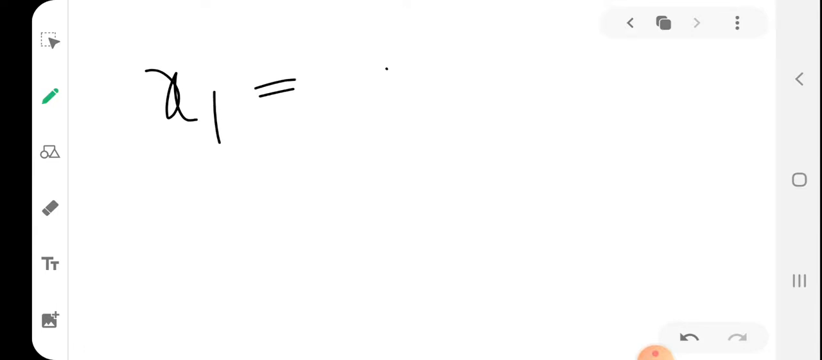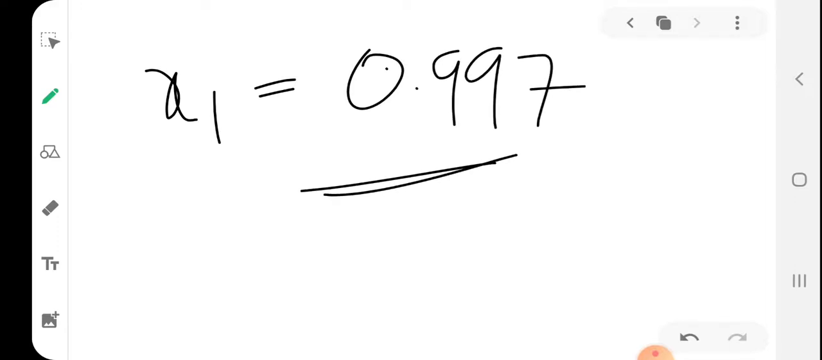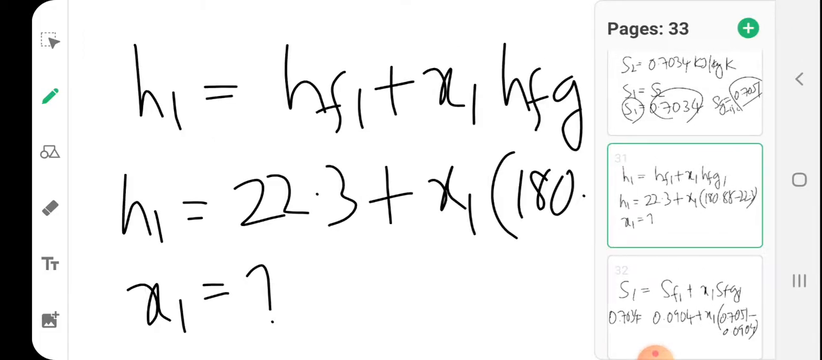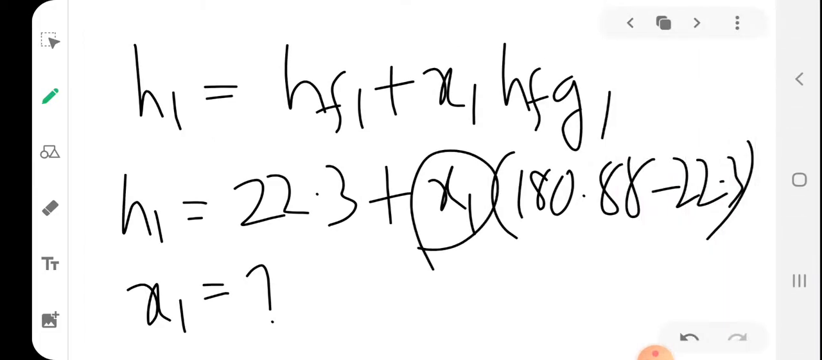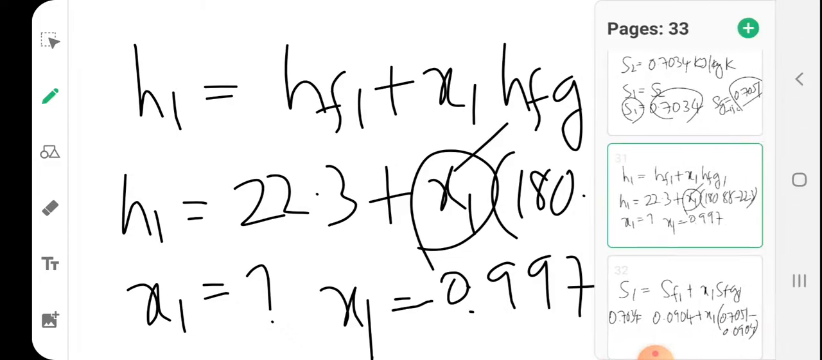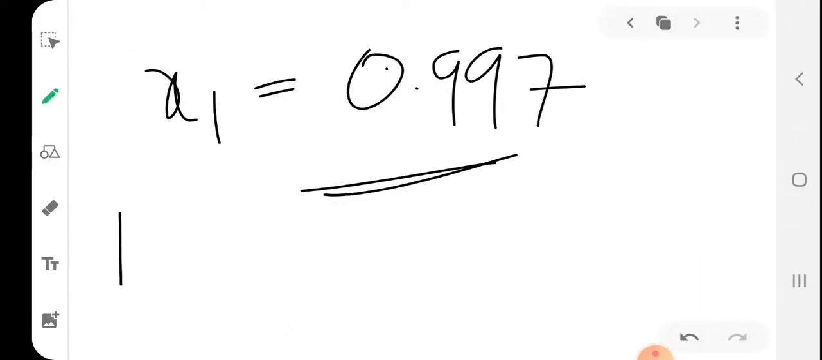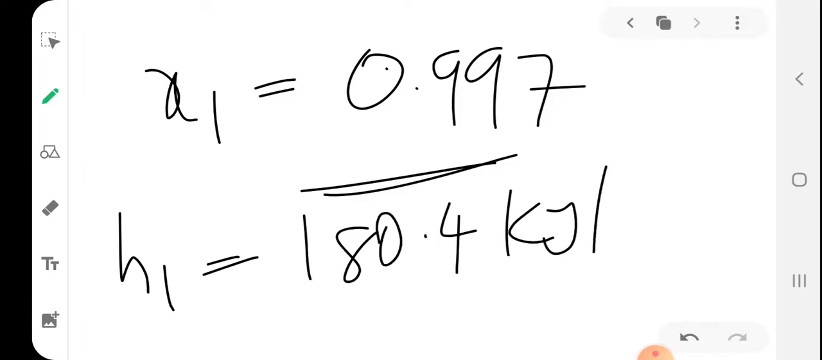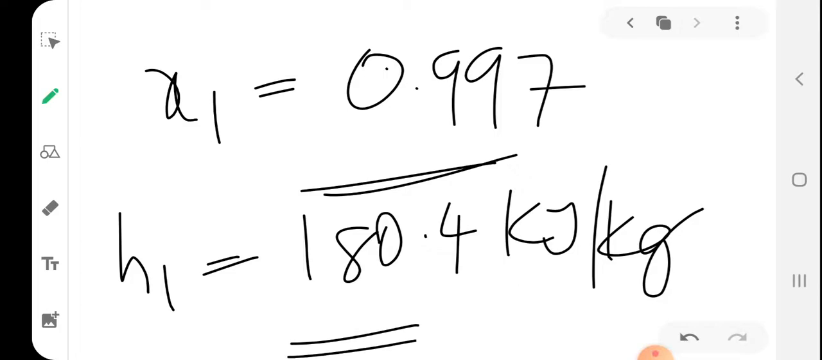Solving this equation, you will get x1, the dryness fraction at point 1, equal to 0.997. So apply this x1 in this particular equation. Here x1 is equal to 0.997, so substituting this value, h1 will be around 180.4 kilojoule per kilogram. So we'll get the value of H1.